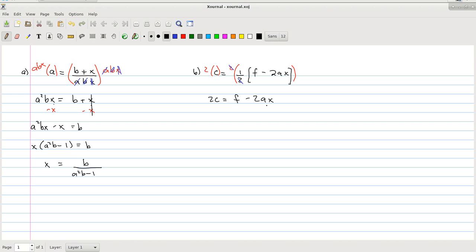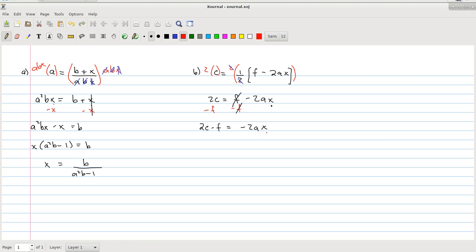We need to get x by itself. We have only one x term, so we need to get rid of everything else. Let's begin by subtracting f from both sides of the equation. On the left-hand side, there are no like terms, so we can just leave this as 2c minus f. On the right-hand side, the f's are gone. We're left with minus 2ax.